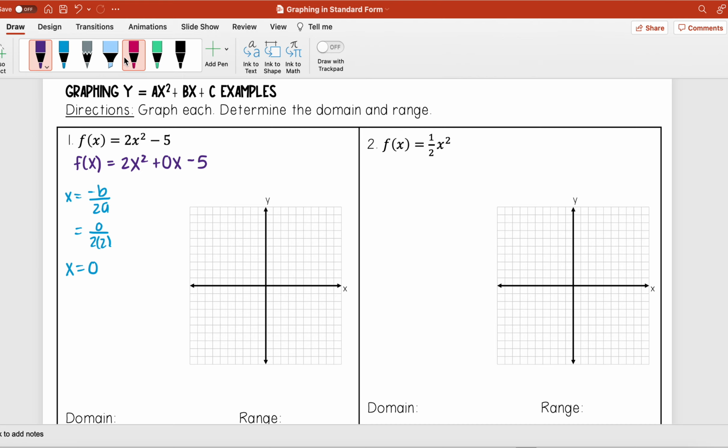And then to find my vertex, I need to plug in 0 to figure out what my y value is. And so I have that y is equal to 2 times 0 squared minus 5. So y is equal to negative 5. So that means my vertex is equal to 0, comma, negative 5.